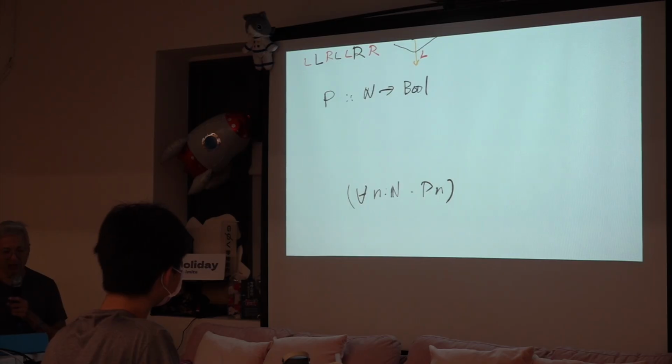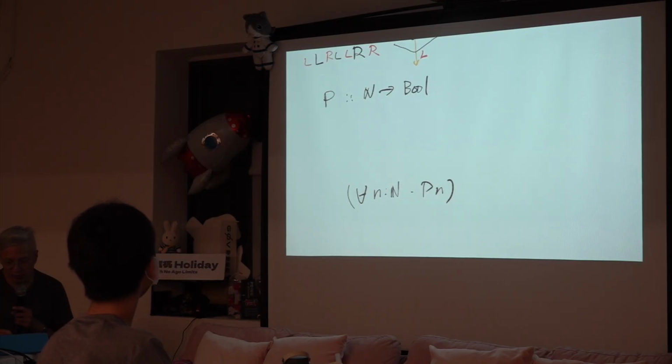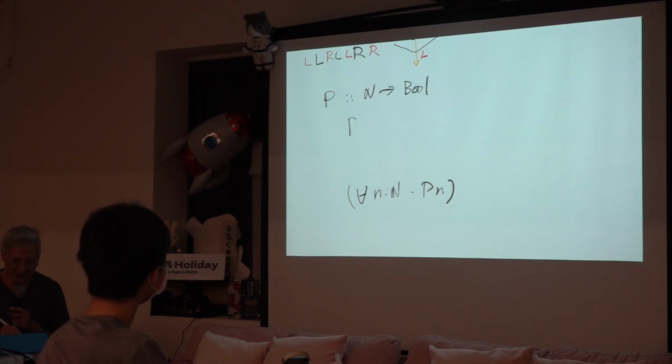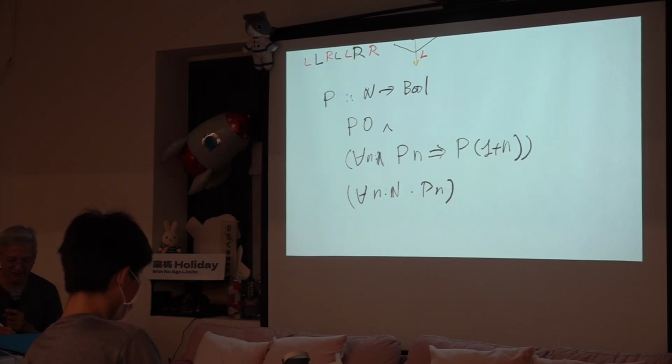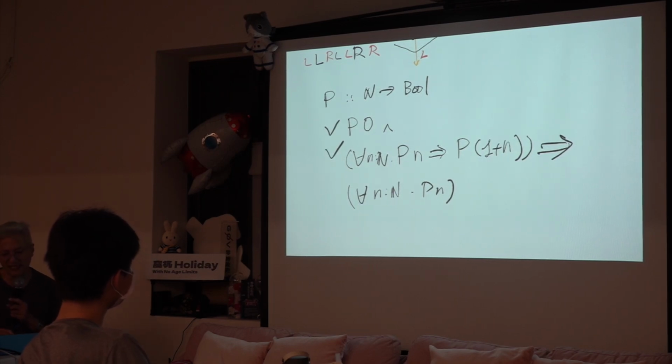Okay, so to prove a property holds for all natural numbers, it is sufficient to show that, firstly, it holds for 0, and secondly, assuming that it holds for some natural number n, it also holds for 1 plus n, for all n. If we can show these two things, then we can claim that this property holds for all natural numbers.